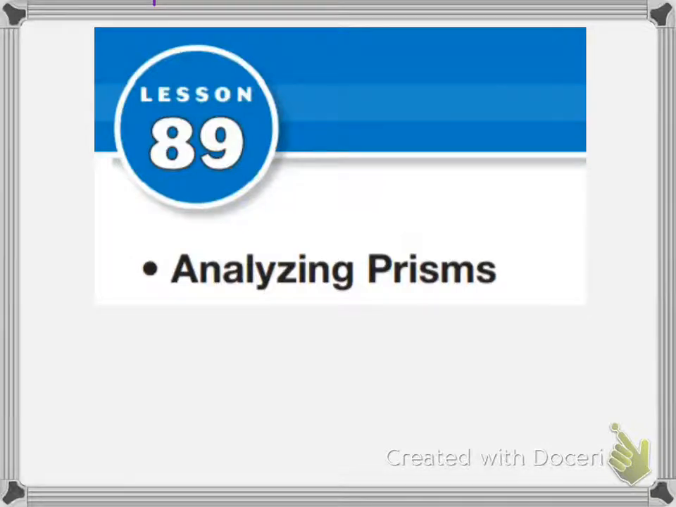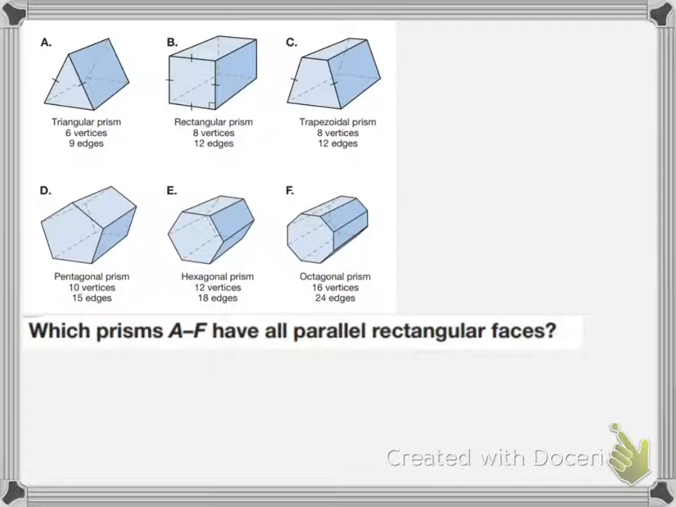Okay, lesson 89 is on analyzing prisms. Now, a prism is a three-dimensional solid that has two congruent bases. And these congruent bases are parallel. The shape of each pair of bases can be any type of polygon. And the shape of the base determines the name of the prism.